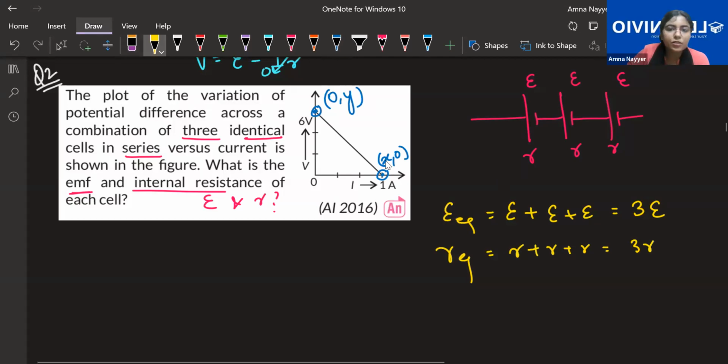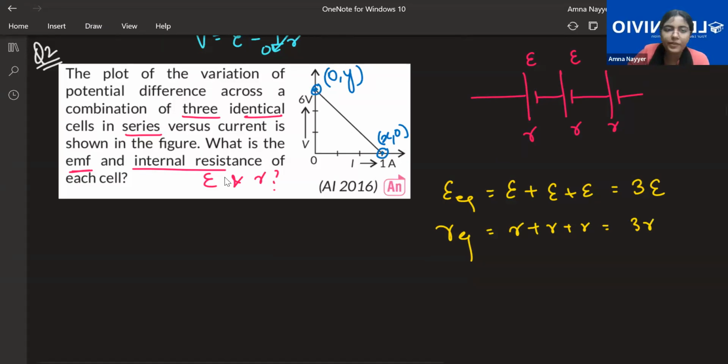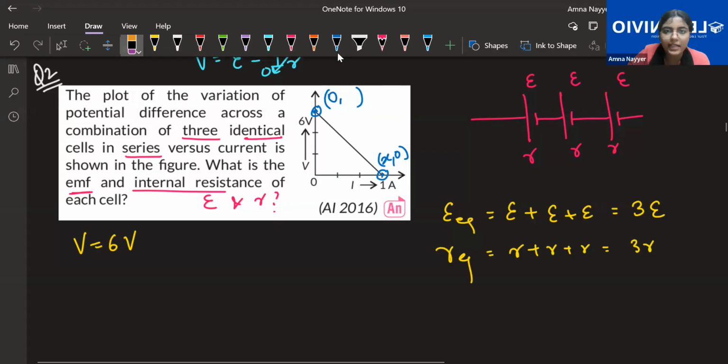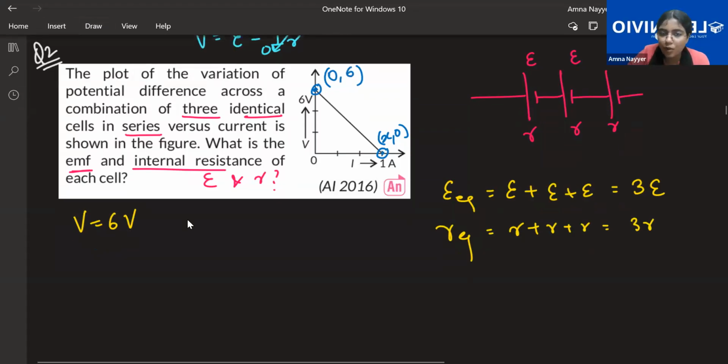Okay. See, so let me consider this point. Let's say here the potential is 6 volt. At 6 volt, current is 0 because there is no current. This is just the coordinate on the y-axis. This is 0 comma y. 0 for current, y is 6. This point is nothing but 0 comma 6. Let me change this y into 0 comma 6 now. Now you'll understand. This will be 6 volt and current will be 0.